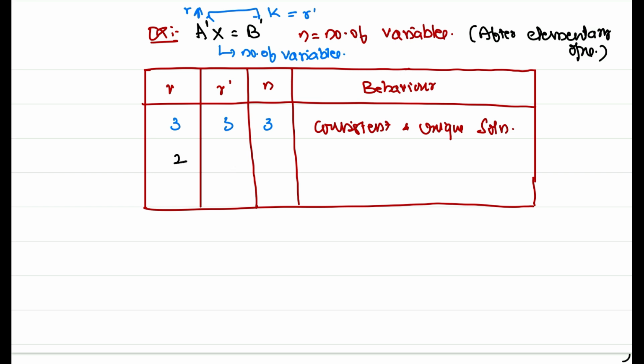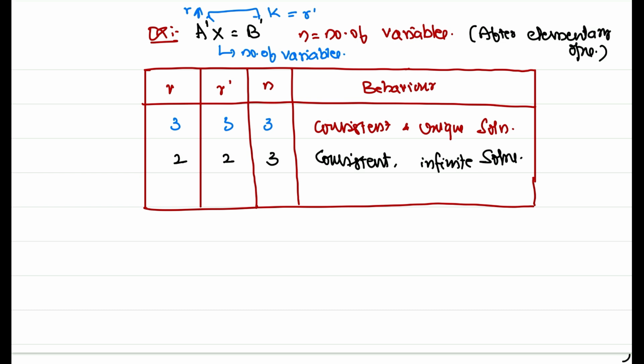Rank of R is equal to 2, rank of R dash is equal to 2, but variables are more. Number of variables are more. 2 equations, number of variables are more. Rank denotes the number of equations. This is consistent because R dash and R are the same. The equations will be consistent, but not with a unique solution, infinite solutions. Are you able to understand this?